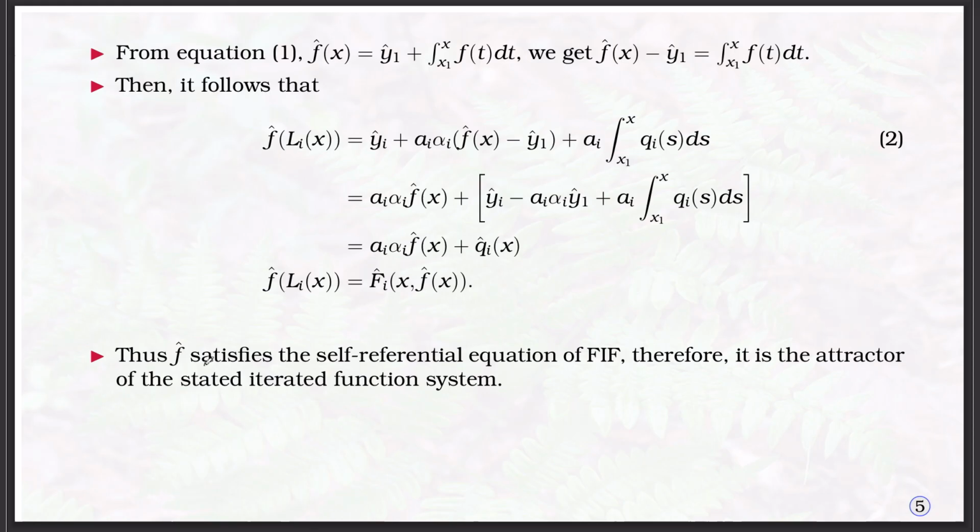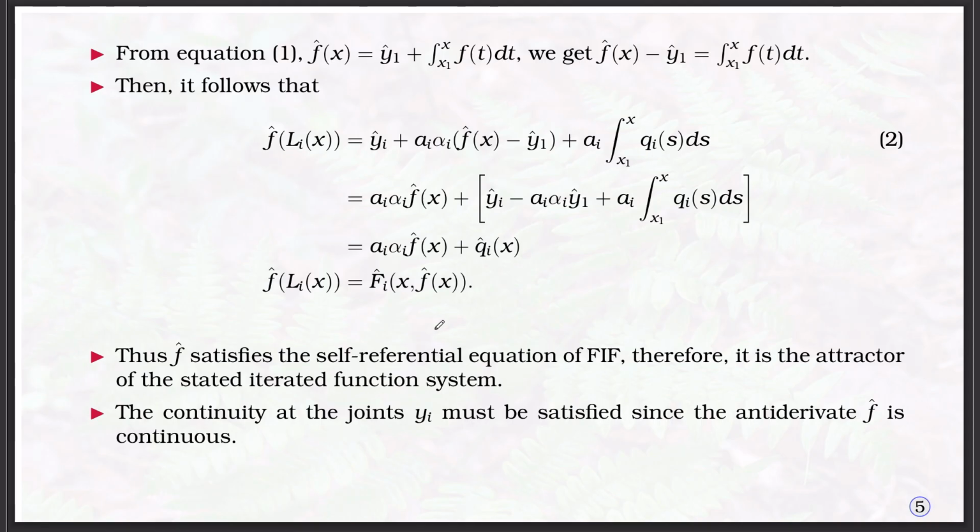Therefore, f satisfies this self referential equation, and it is the attractor of the iterated function system. So if f satisfies the self referential equation, we can call f a fractal interpolation function. Now this f cap is a fractal interpolation function. Now we need to check the continuity of f cap. The continuity at the joining points we must check.